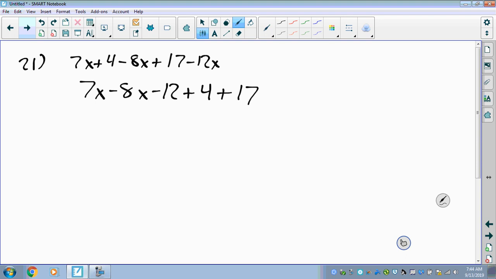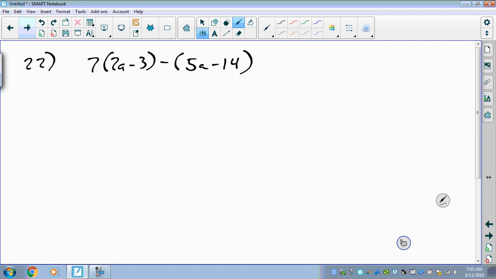You just have to remember to bring the signs with you, okay? So this one right here, this negative sign had to go with this. This negative sign had to go with this. And the positive sign here came with this. I guarantee you that's why your professor, your teacher, whoever, made this the way it is, okay? So 7x minus 8x is negative x, right? It's negative 1x, but we don't write the 1. If you want to, you can write the 1, okay, until you get used to it. But as my esteemed colleague, Professor Gain, used to tell me, it's like wearing socks with sandals. You can do it, but you really shouldn't. Negative 1 and negative 12 is going to be negative 13x, and 4 plus 17 is going to be 21. Good? All right, moving on.